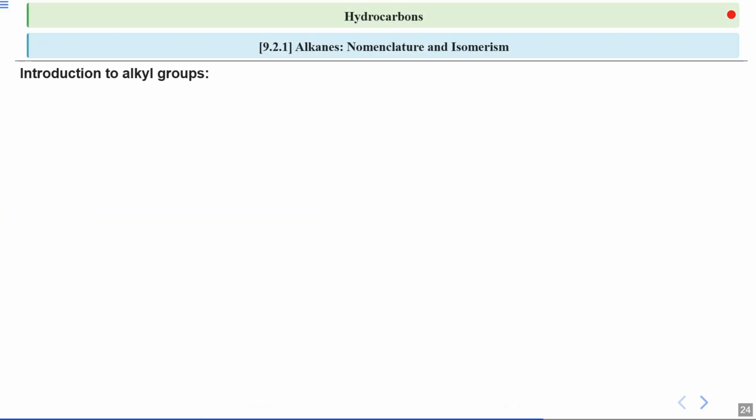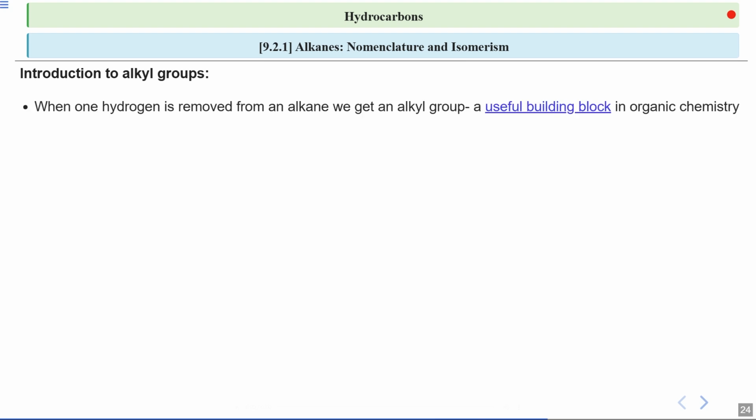Now we will do the introduction to alkyl groups, which are a very important component in organic chemistry. See that an alkyl group is created when one hydrogen atom is removed from an alkane. This makes alkyl groups a useful building block in organic chemistry, as they can be used to form various organic compounds. Here we have the general formula for alkyl groups, which is CnH2n+1. This formula indicates that for any number of carbon atoms, the number of hydrogen atoms will be 2 times the number of carbon atoms plus 1.